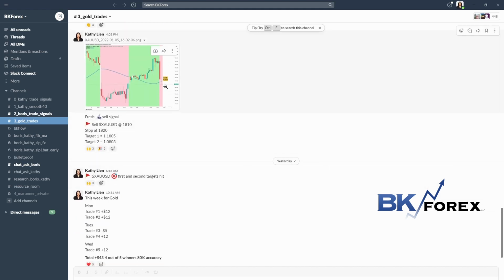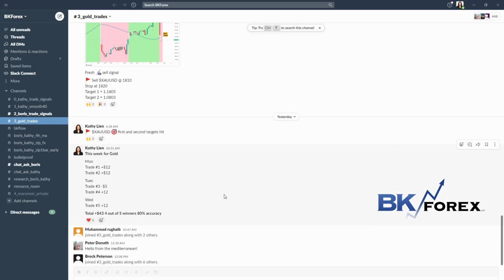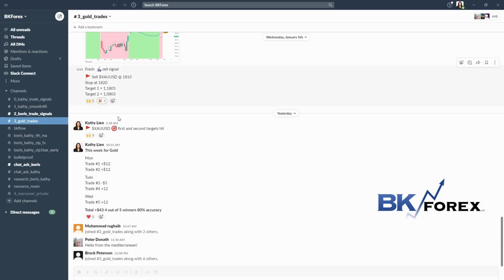And I believe our last trade was the fresh ZIP sell signal in gold, where we sold gold here at 1810, and we put our very precise stops and limits, which are always provided. Woke up the next morning, and the first and second targets were hit. And that's basically what we want to see. 4 out of 5 winners. Those are the odds that I love. We had a great first week trading gold.